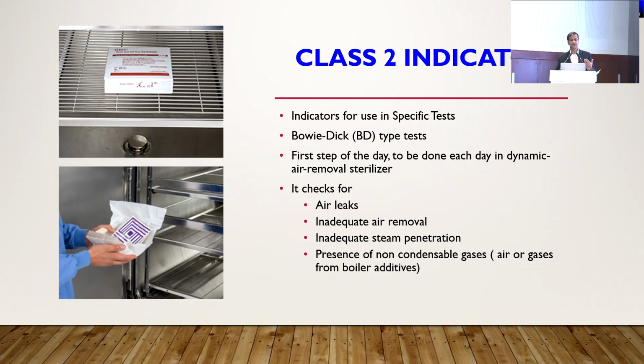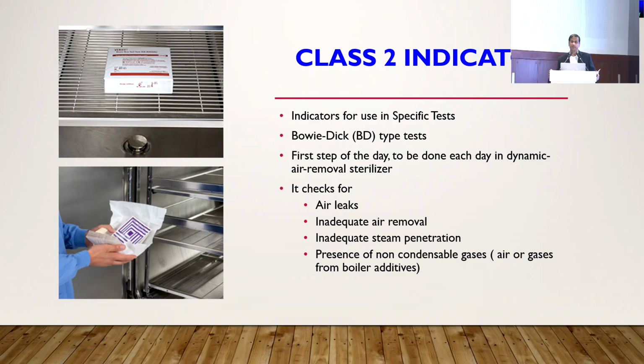Next comes the class 2 indicator. This is the Bowie-Dick test. A Bowie-Dick test has to be done in any horizontal autoclave, or a class N and a class B autoclave. In a vertical autoclave, the role of a Bowie-Dick test is obsolete, because whatever you do, there will be a residual amount of air inside these autoclaves.